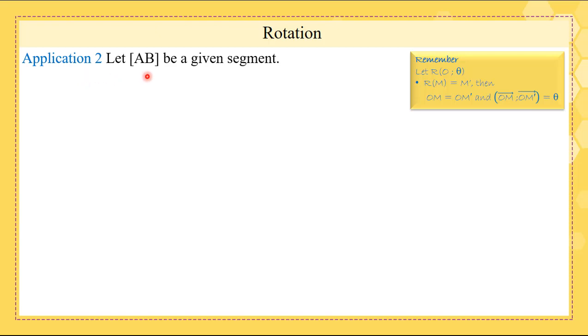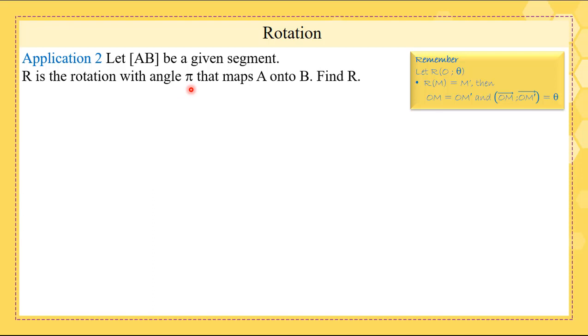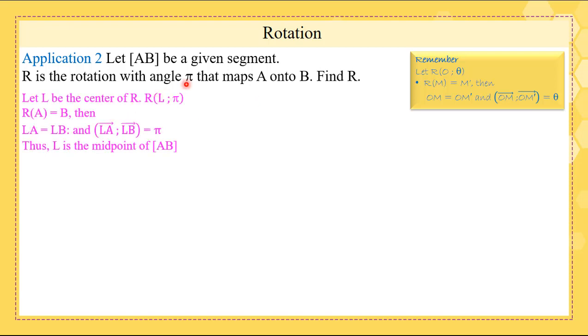Now application. Let AB be a given segment. R is the rotation with angle pi that maps A onto B. Find the rotation R. Try to do it alone. Now since pi is the angle of the rotation R, it's enough to find its center. Suppose L is the center of the rotation R. Now since R of A is equal to B, according to this remark, we can write that LA is equal to LB and the angle between LA vector and LB vector is equal to pi. Thus L is the midpoint of the segment AB.